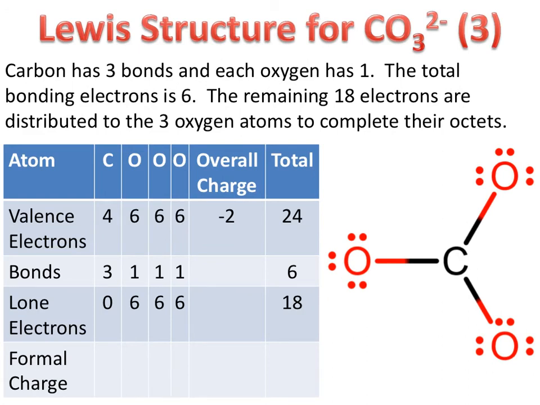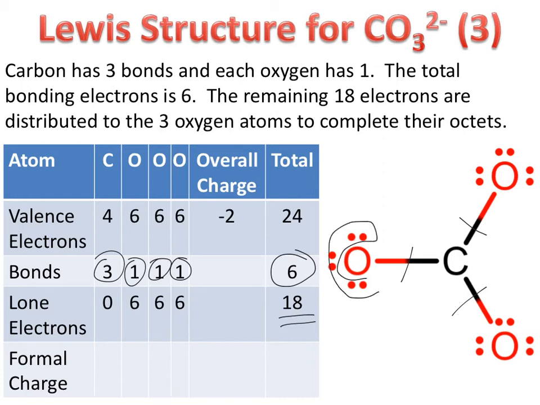Then we're going to count the bonds. Carbon has 3 bonds. Each oxygen has 1. The total number of electrons in bonds is 6. This leaves 18 electrons to distribute as lone electrons in sets of 6 around the structure until we run out, and if we have any left over, we put them on the carbon. However, there are 3 oxygens, each getting 6 lone electrons, to take all 18, leaving none for the carbon.